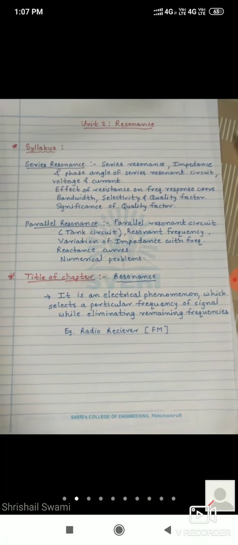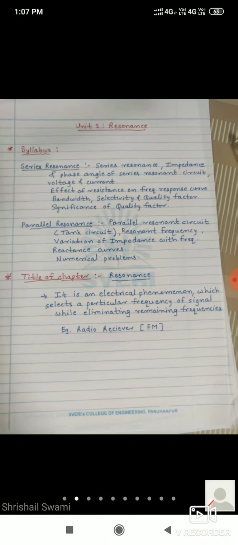So you have to select a particular frequency, you have to tune the particular frequency for the selection of channel, and that tuning, that selecting procedure, that selecting phenomenon is nothing but resonance. Understood? Now understood?